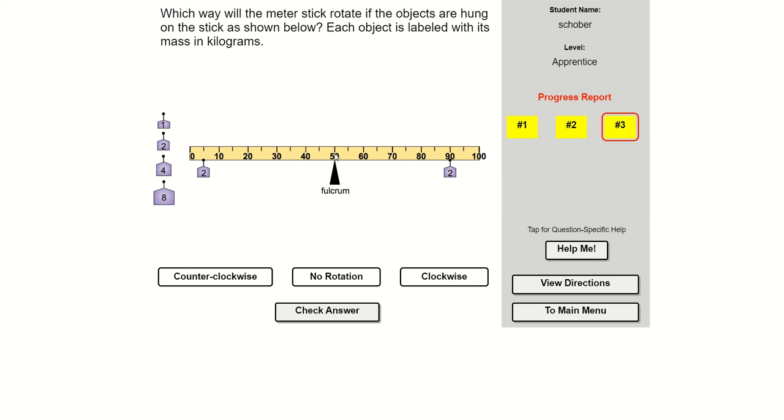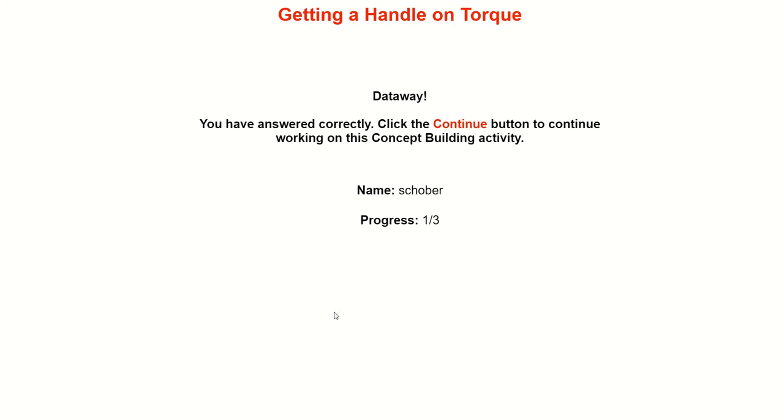Now remember, it's 45 because we're talking about distance from the axis, and this fulcrum here is the axis that this meter stick is going to be spinning on. So this is going to be counterclockwise. This has just a little bit more torque on this side. These 2 torques are in opposition to each other, but this one's going to win. So it's going to go counterclockwise. It's going to win because it has just a little bit more lever arm. And check our answer there.